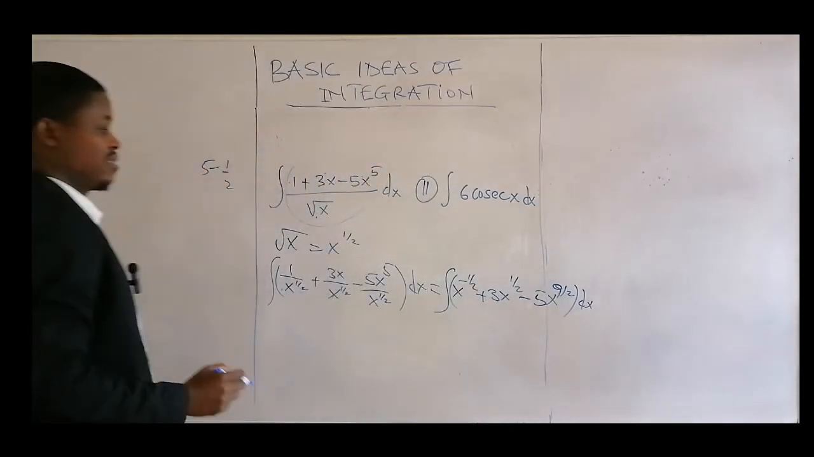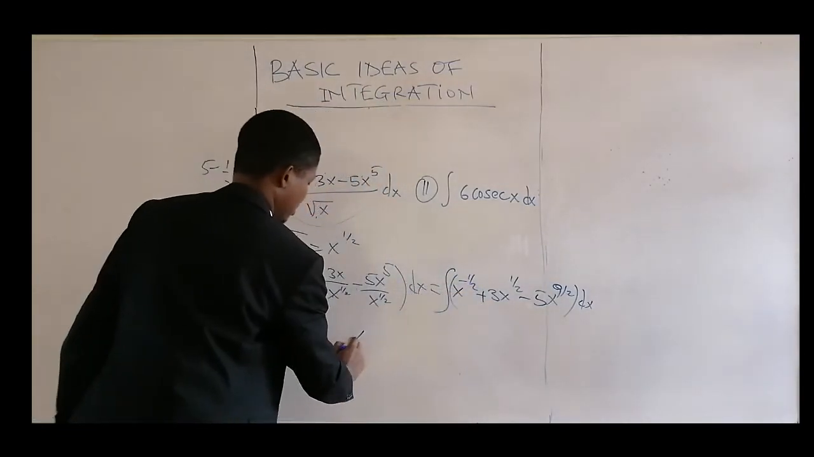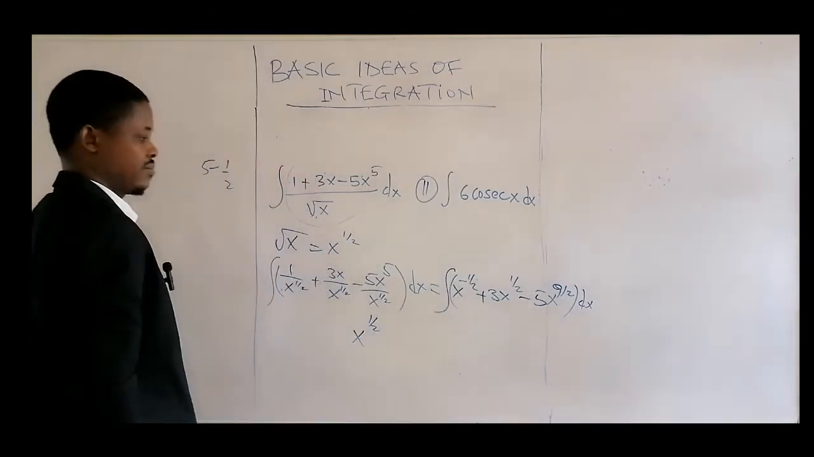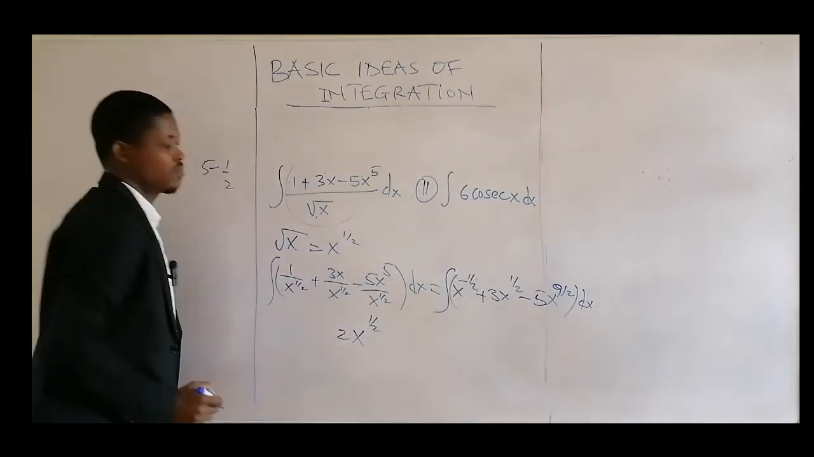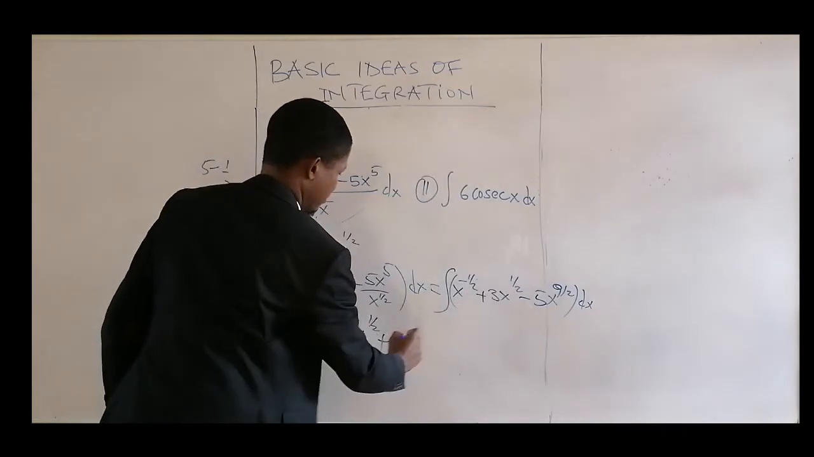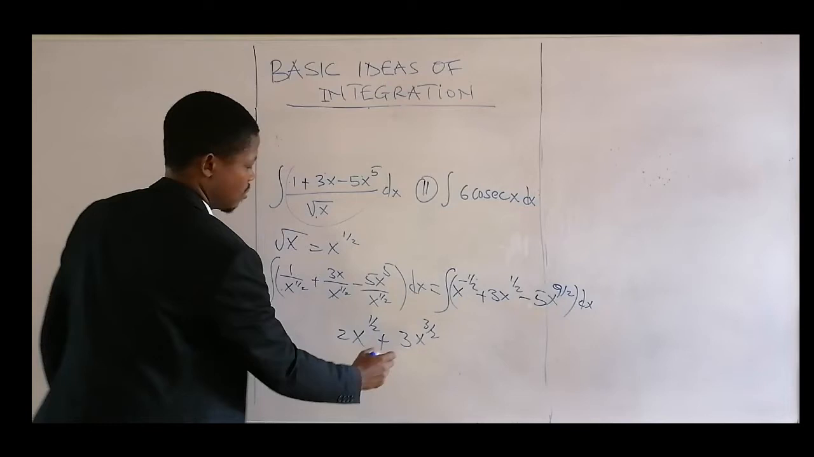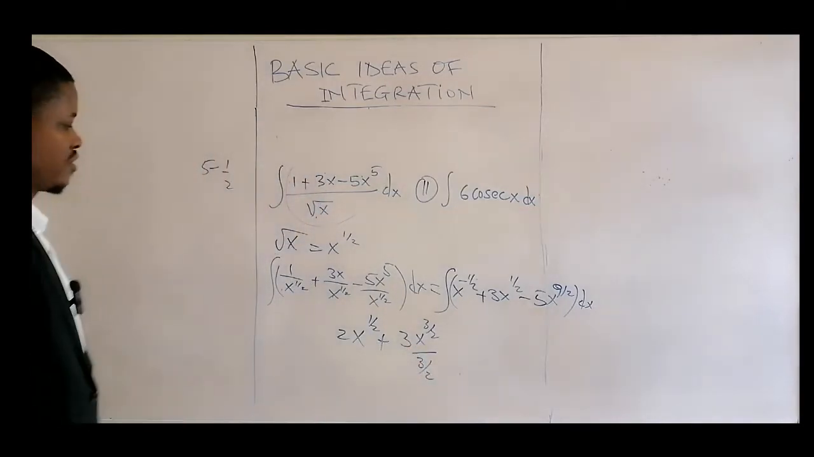Then after that you can start integrating now, which will be equal to x to the half plus 1 over half, that'll be 2. Plus this one also, 3 times x to the 3 over 2 over. Let me just put this 3 over 2 here and work on that.